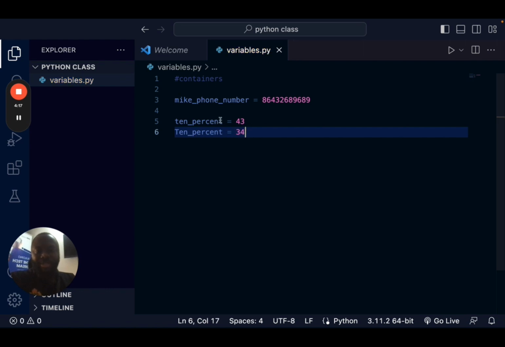That's why it's advisable that you follow the snake casing pattern so that you're always working with small letters, and you know that you're not going to make any mistake. Otherwise you might be wondering why it's printing out 34 instead of 43, not knowing that you probably made a mistake with the T. So those are just some of the rules.